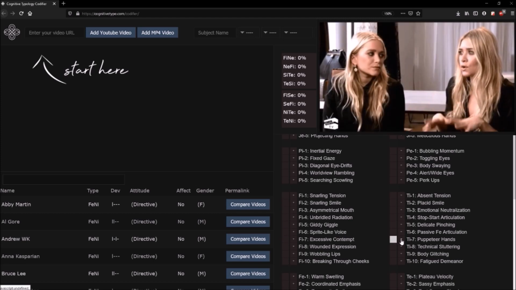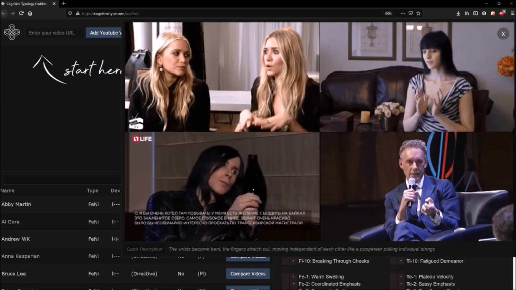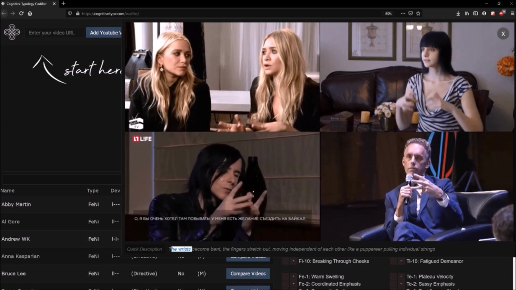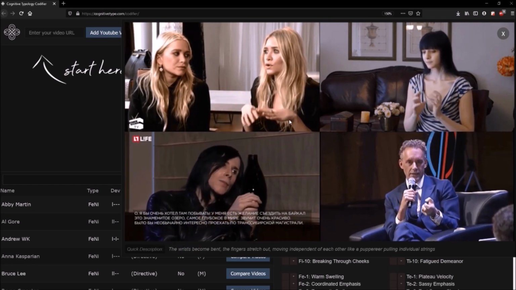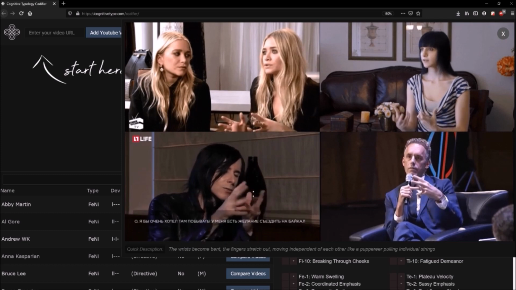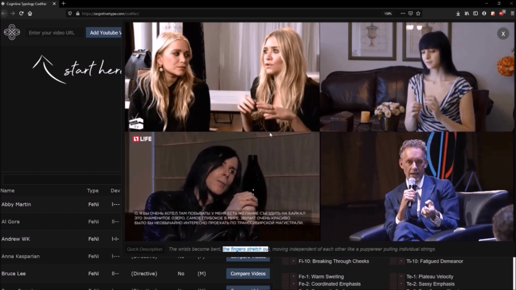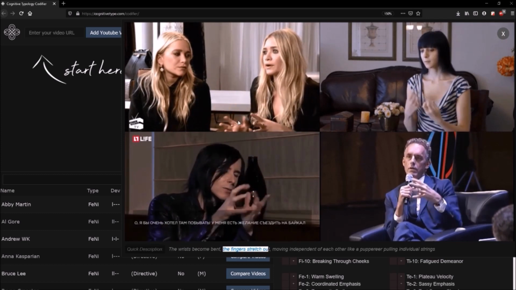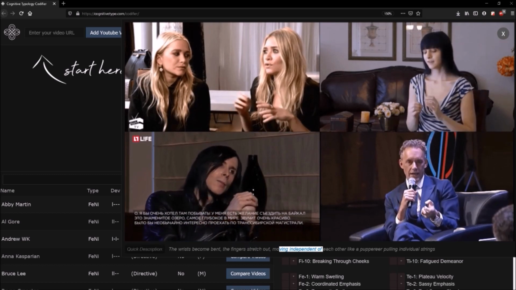And here we have TI7, puppeteer hands. I'll start by reading here. The wrists become bent. So here the wrists become bent. The fingers stretch out. Here the fingers stretch out. Moving independent of each other.